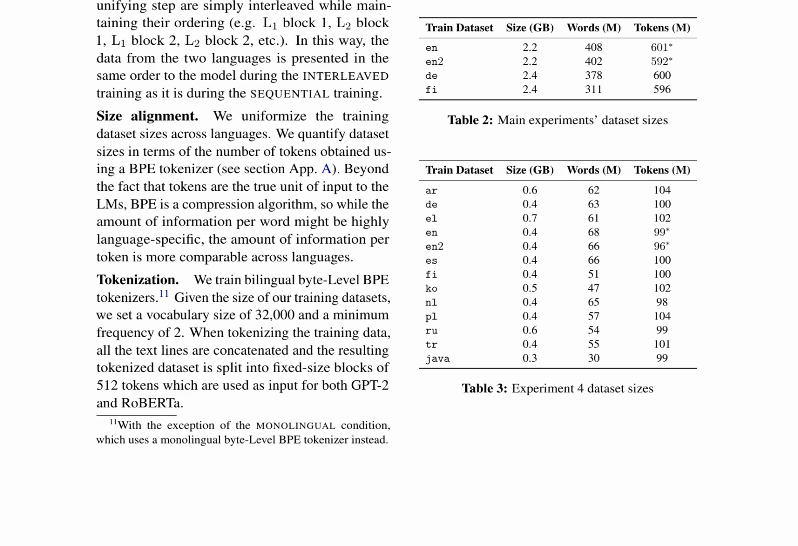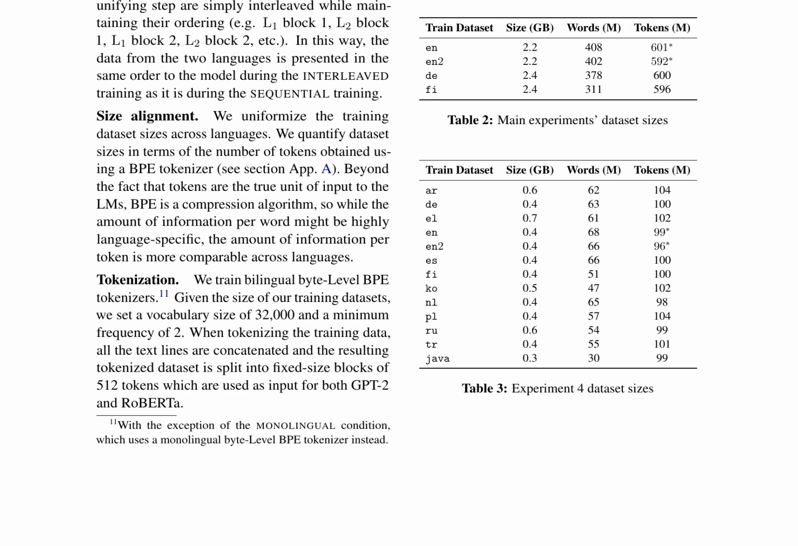To align the training dataset sizes across languages, the size of the datasets is quantified in terms of the number of tokens obtained using a bilingual byte-level BPE tokenizer. The BPE tokenizer is used as it is a compression algorithm, making the amount of information per token more comparable across languages. The tokenized dataset is split into fixed-size blocks of 512 tokens, which are used as input for both GPT-2 and RoBERTa. The dataset statistics are presented in Tables 1, 2, and 3, providing an overview of the collected data, including the size, number of lines, and number of words for each language and dataset, as well as the dataset sizes for the main experiments and experiment 4.